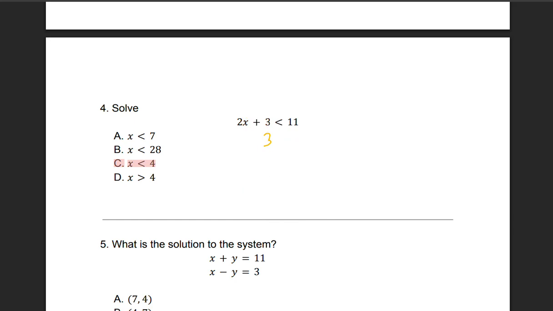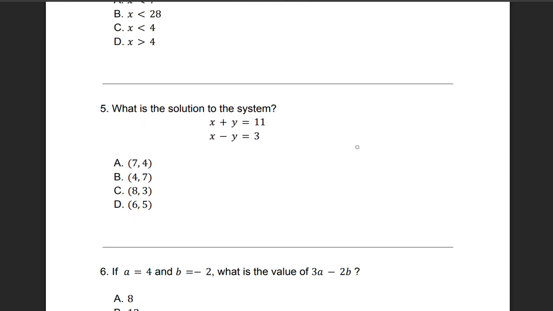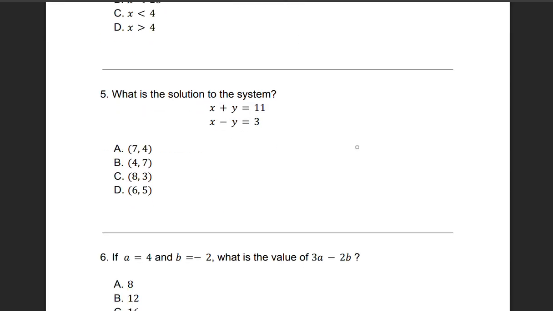Moving into the next question, it says, what is the solution to the system? So this is what's known as systems of linear equations. For systems, there are different routes of solving. We could absolutely graph. Well, in the CLT, you typically don't see graphs, and you are not provided graphing paper, so that might be a bit difficult.